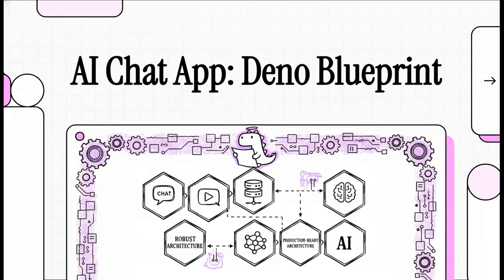All right, let's get into it. Today, we're moving past all those Hello World AI demos. We're going to architect a real, production-ready AI chat app for 2025. This is the full blueprint. We're talking security, scale, and some serious intelligence.